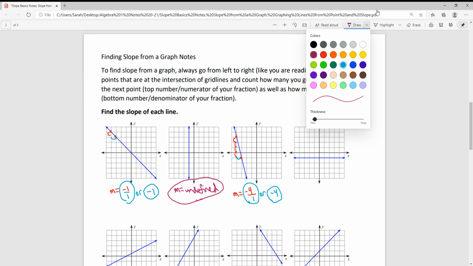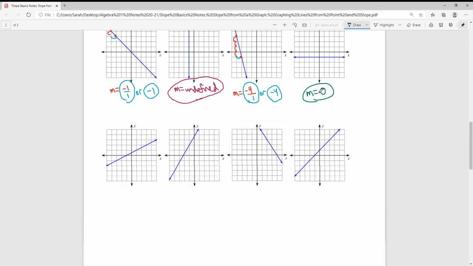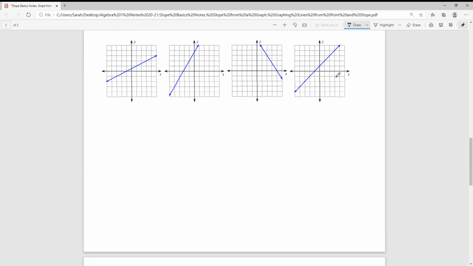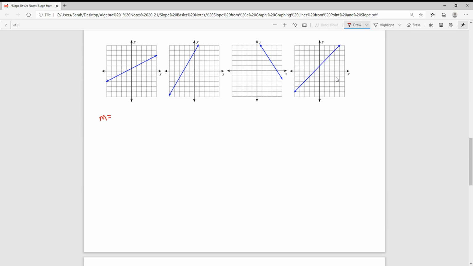The next one is a horizontal line. Anytime you're doing the horizontal line, you don't need to worry about counting the slope. You just say M equals 0. There is a 0 slope to that line, so our slope is equal to 0. The rest of these we'll be able to count up and down over how many we've gone to the right, just like the rest of them, because all of these are diagonal lines, not horizontal or vertical.